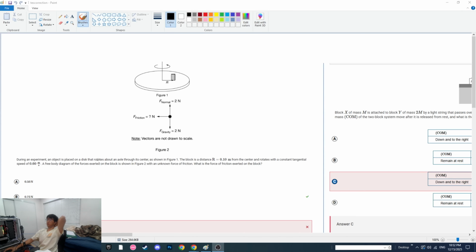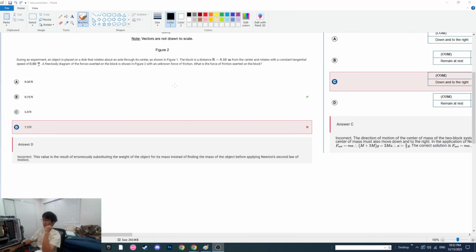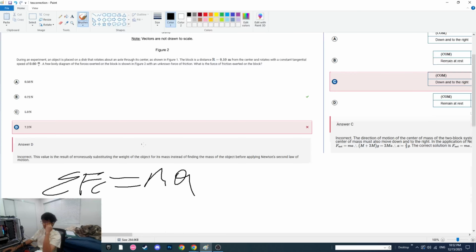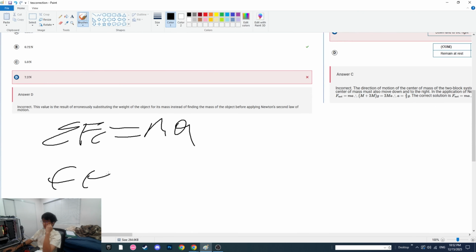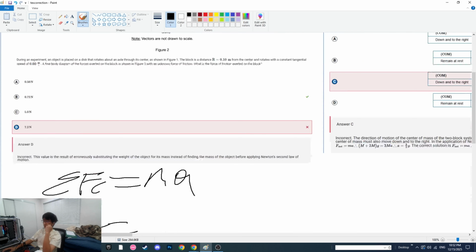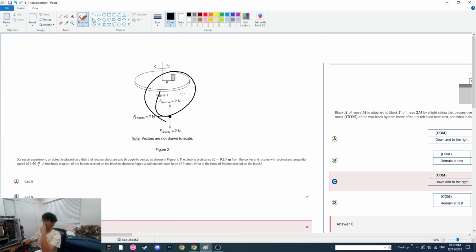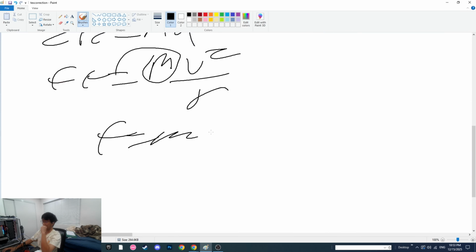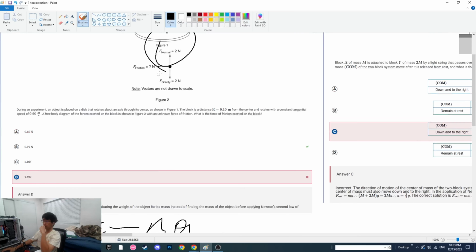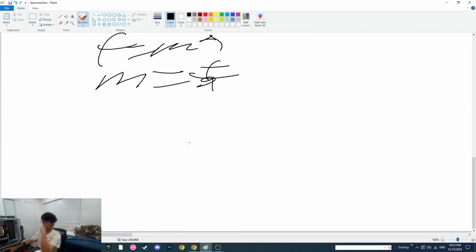So for this problem, we're asked to find the force of friction exerted on the block. To find that, we could do the sum of the forces. The sum of forces, that's friction, equals ma. It's moving in a circle, so that's mv squared over r. And so when you find the mass, you could do F equals ma, solve for m, and we get the force, and it's 2.